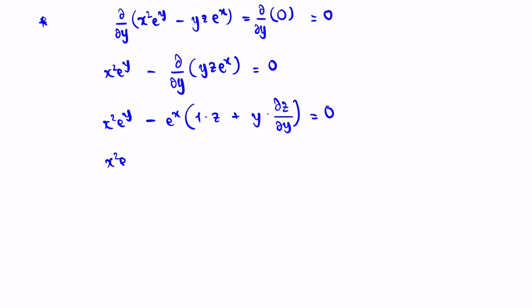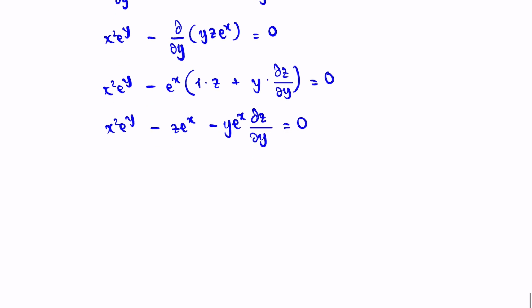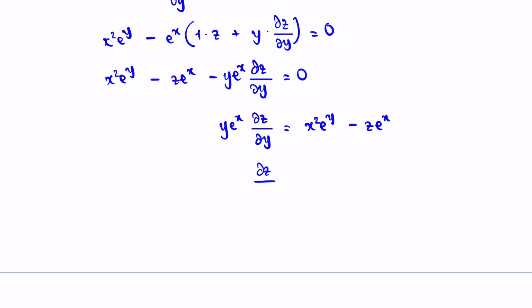That is x squared e to the y minus z times e to the x minus y times e to the x times partial z partial y equal to 0. And you can solve for partial z partial y from here. That is y times e to the x times partial z partial y equal to x squared e to the y minus z times e to the x. And to get partial z partial y by itself, you divide both sides by y times e to the x, and you get x squared e to the y minus z times e to the x divided by y times e to the x.